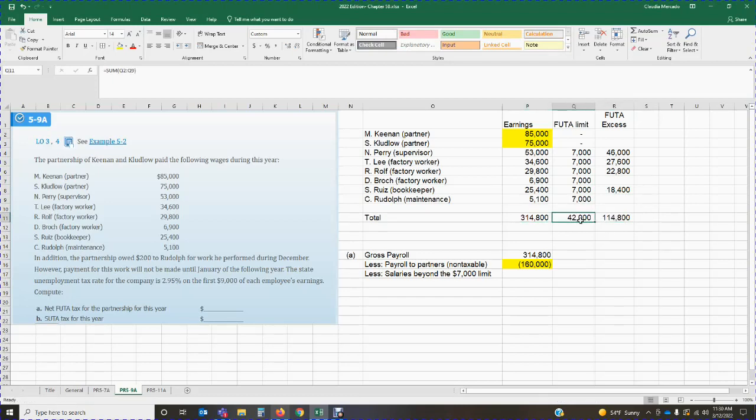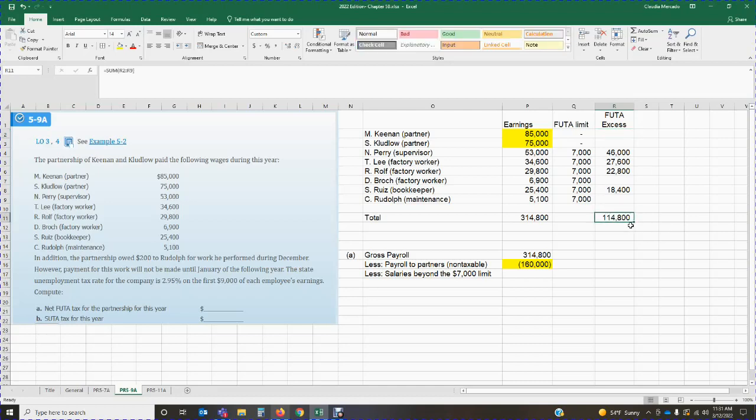So I know that my employees have earned 314,800, including my 2 partners. I know that for FUTA tax, partners are not going to get charged any FUTA tax. These are the amounts that my employees have earned above the $7,000 limit. We only pay FUTA taxes on the first 7,000. Anything above that is not taxable.